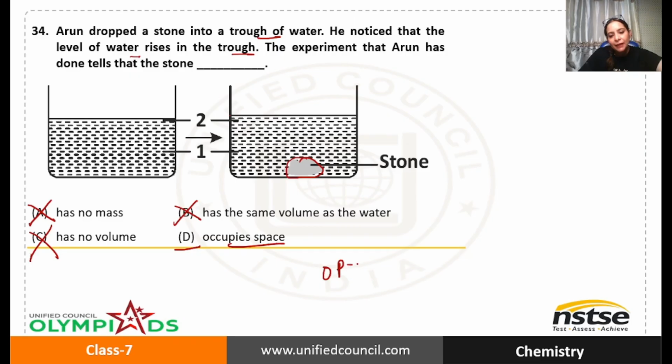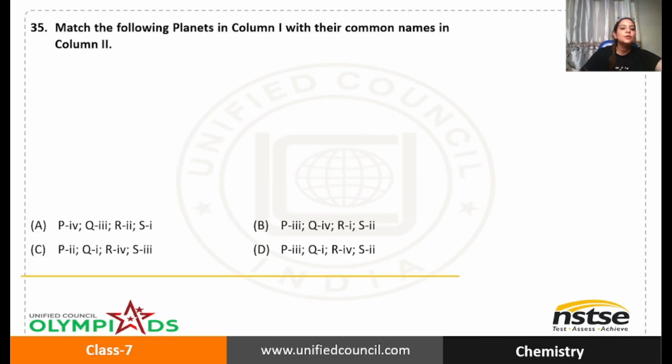So which option is correct, students? Option D is the correct option, because stone is a solid substance. It occupies space also, and it has got definite shape and volume and also mass. Next question. Match the following planets in column 1 with their common names in column 2.